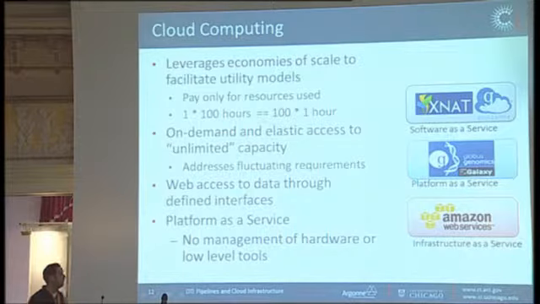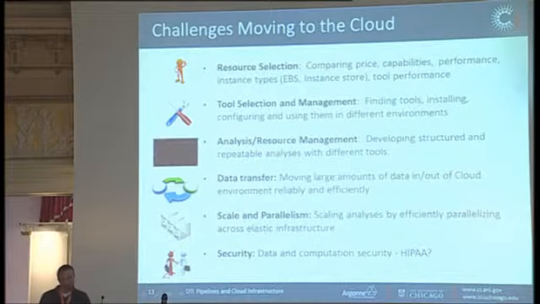So you see on the right here, we've got a bunch of different layers of cloud computing. The infrastructure as a service layer is the Amazon layer that we use for the actual computational resources. We layer on top this Globus Genomics layer, which gives us the Galaxy interface and the ability to provision resources. And then at the top layer are services like XNAT and Globus Online, where we can store data sets and transfer them around.